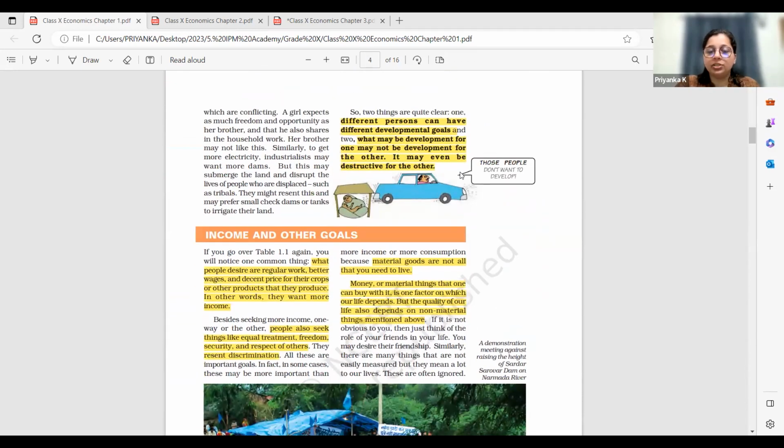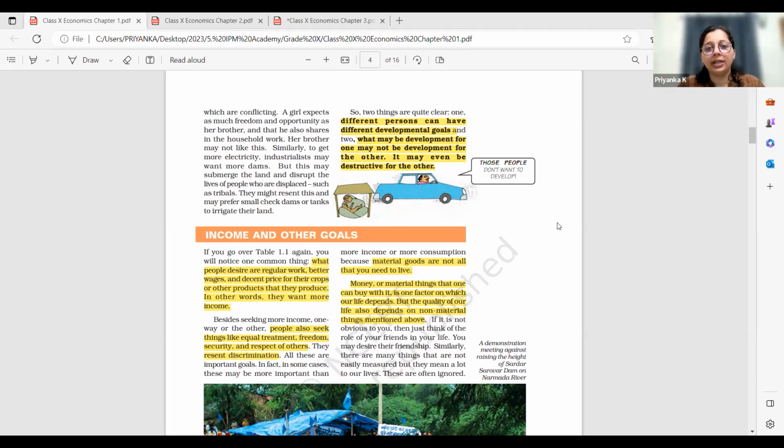As you can see, there is a picture. So this is one thing that I also found quite striking, because sometimes when we pass certain people, we say, oh, those people don't want to develop. Like when we see people on the footpath, we may think that, or if there are people working in the unorganized sector, we will talk about the unorganized sector in the upcoming chapters.